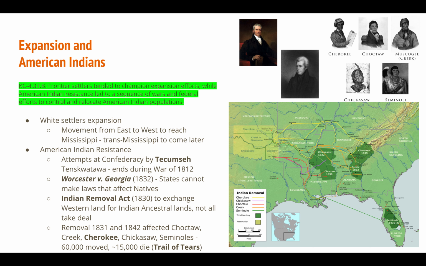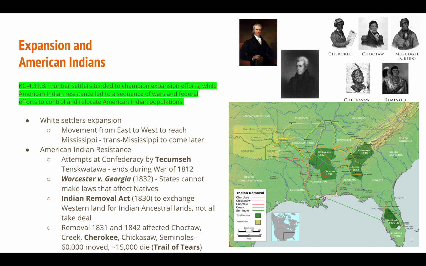The Cherokees get a victory in the Supreme Court with the court case Worcester versus Georgia, which ultimately said that states cannot make a law that affects Native Americans because they are semi-sovereign. And only the federal government has the power to legislate or deal or enter into treaties with Native Americans. Individual states do not have that power.